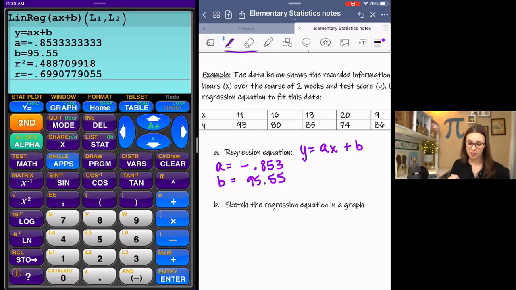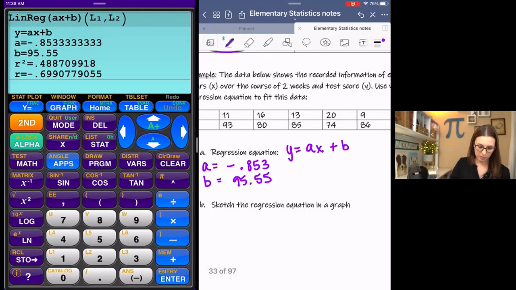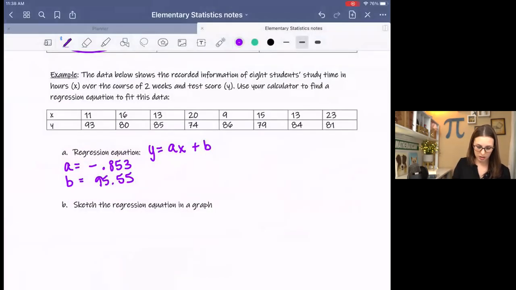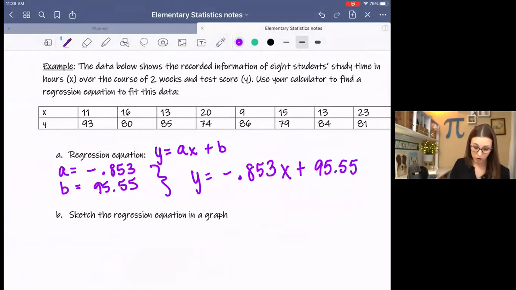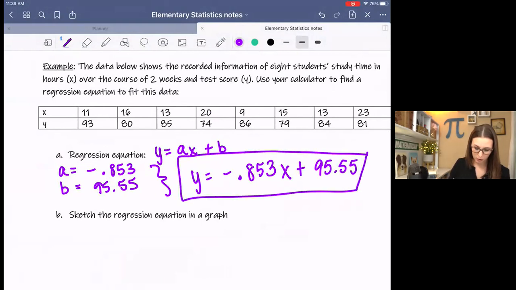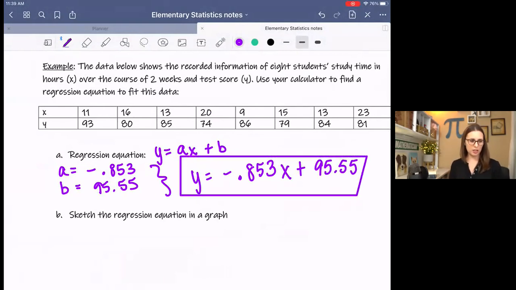So I'm going to take these values and I'm going to substitute them into my equation. So Y equals AX plus B. And that's the regression equation. Isn't that so beautiful, so fast, so clean? I love it. And then it says, sketch the regression equation in a graph.